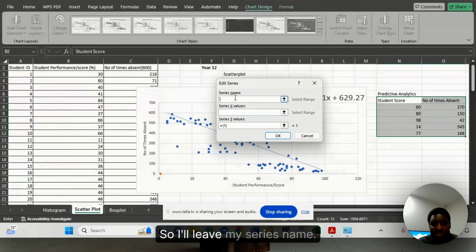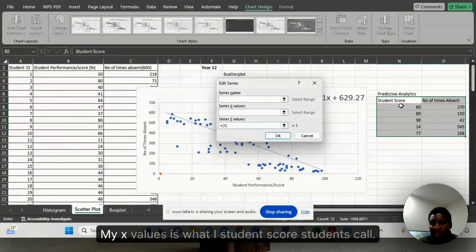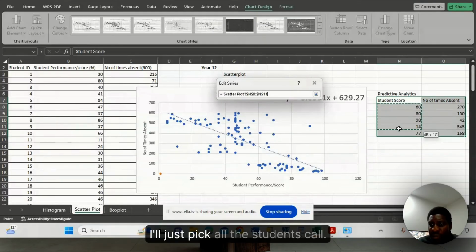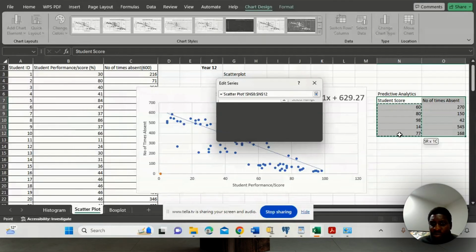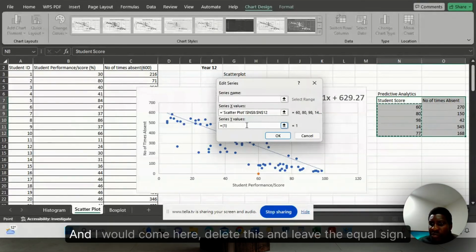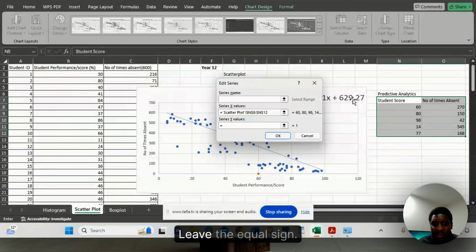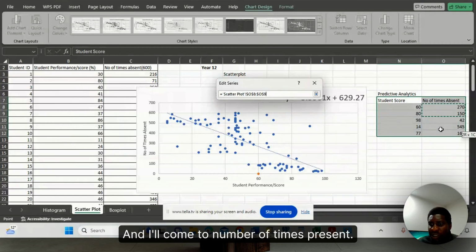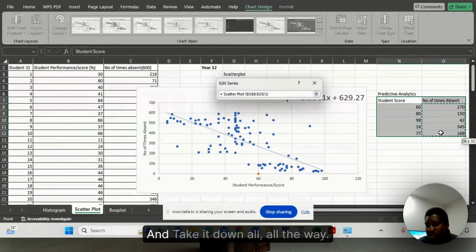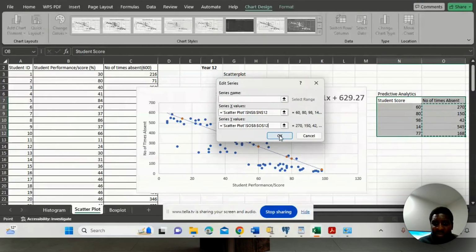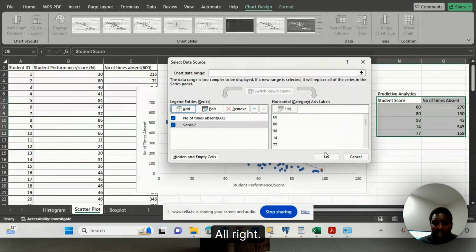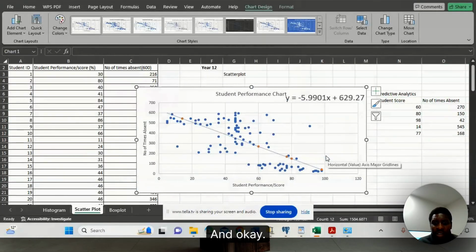I'll leave my series name and click here, series X values. My X values is the student score, so I'll pick all the student scores. Then I'll delete this and leave the equal sign, come to number of times absent and take it all the way down, and click OK.